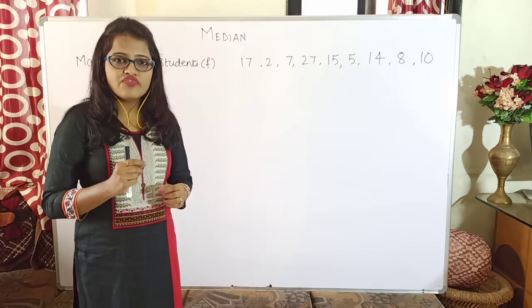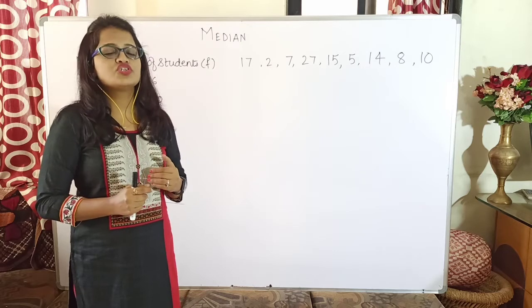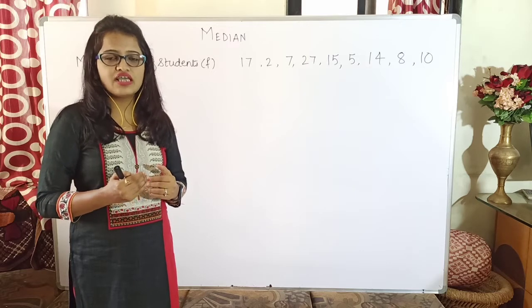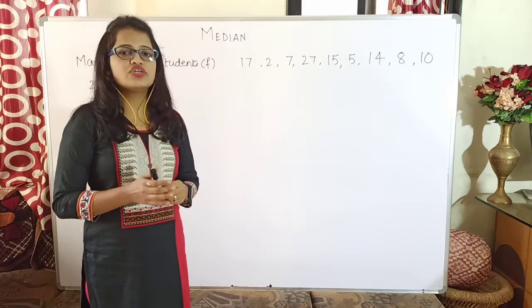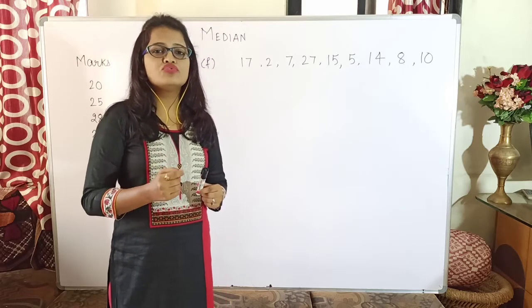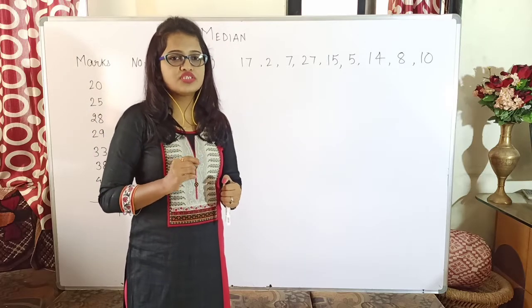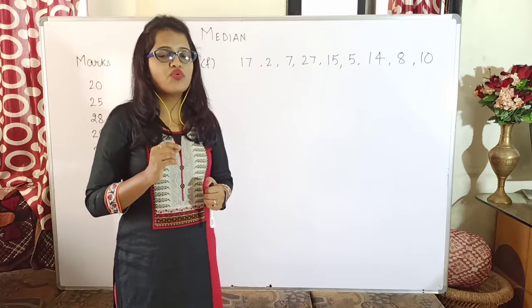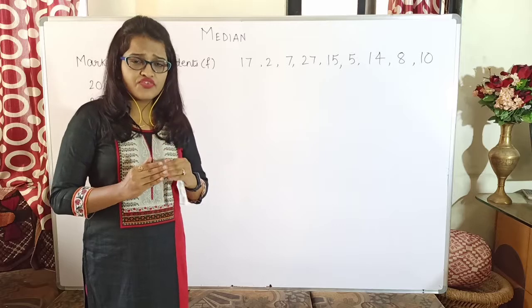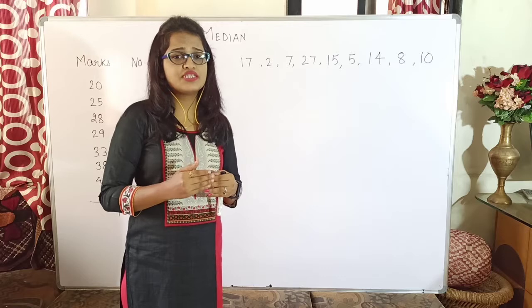Median is that value of the data which tells us that 50% of the data lies below the median, whereas 50% of the data lies above the median. So if I have to tell you in terms of a definition, median is the central most value of the given data. It is that value which tells us that 50% of the data is below that value and 50% of the data is present above that median value.